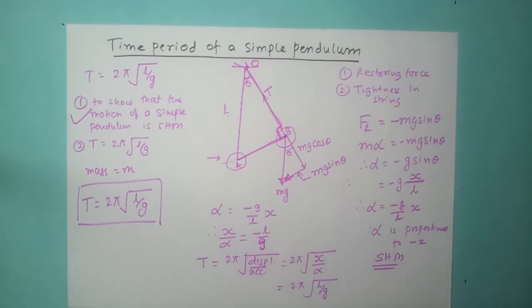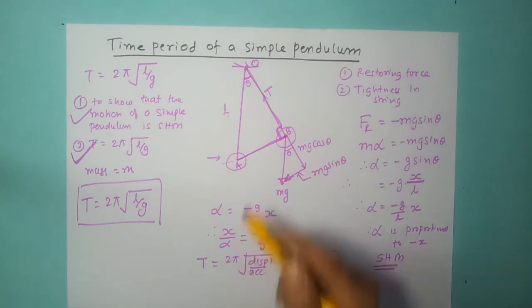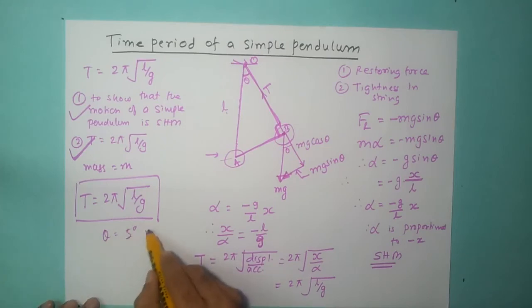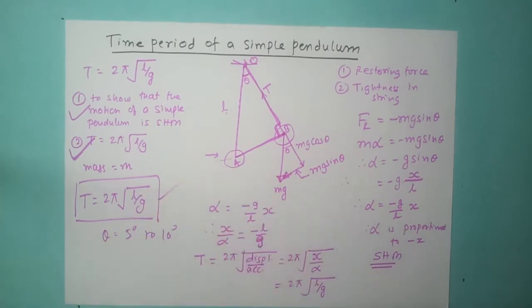Right, so we have achieved both these objectives. Final thing that we need to remember about this is that the value of theta has to be small, say for example between 5 degrees to 10 degrees for us to be able to use this equation. If the value of theta increases, that means the amplitude goes very high. This does not hold good. So this is applicable only for smaller values of theta, maybe between 5 degrees to 10 degrees.